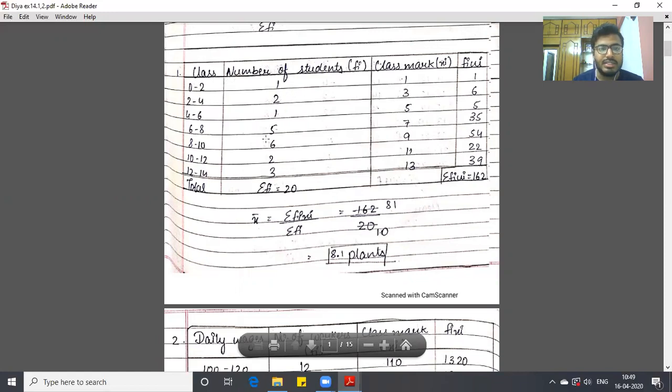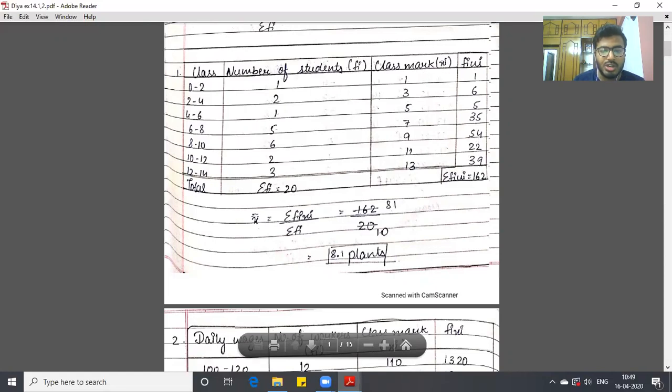Okay. Now, since here the difference is 2 itself, just add it to itself. 1 plus 2, 3, 3 plus 2, 5, 5 plus 2, 7, 7 plus 2, 9, 9 plus 2, 11, 11 plus 2, 13. Now here the values are very less, so we are using the direct method itself. So fi into xi: 1 into 1, 2 into 3, 1 into 5, all these things. So you are adding the fi xi all, and sigma fi xi equal to 162 you are getting.